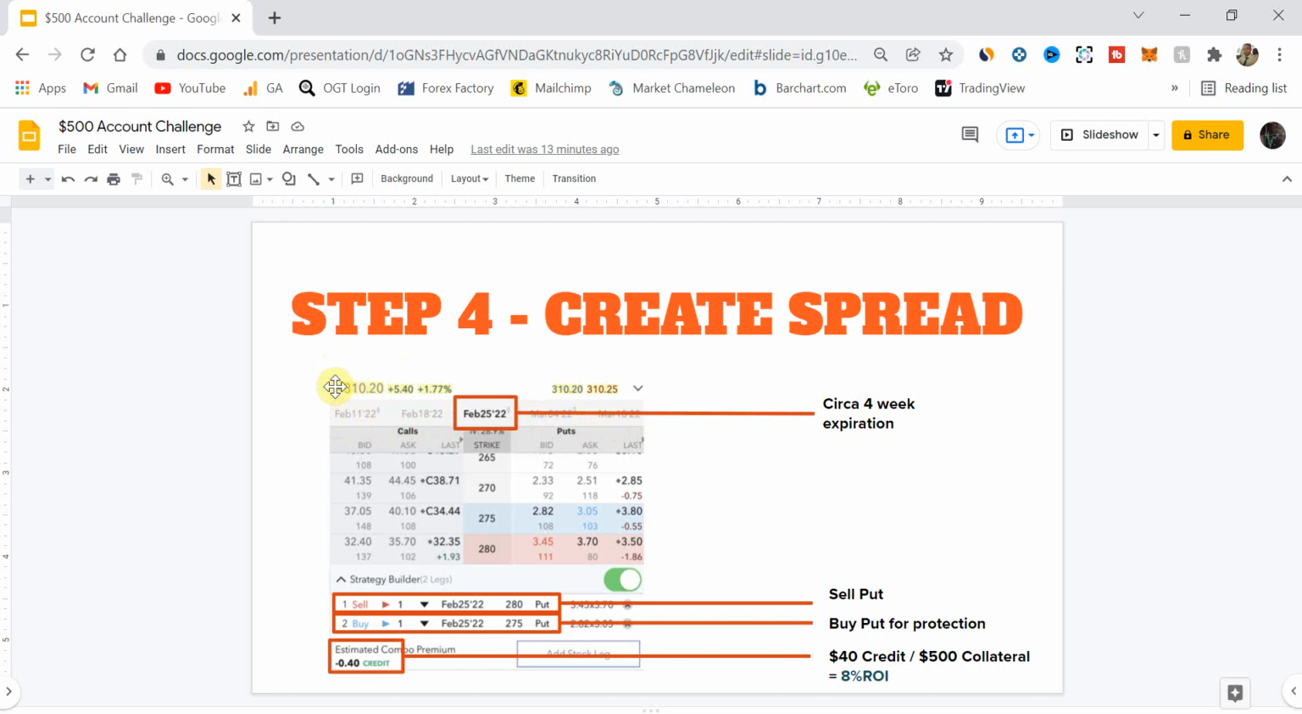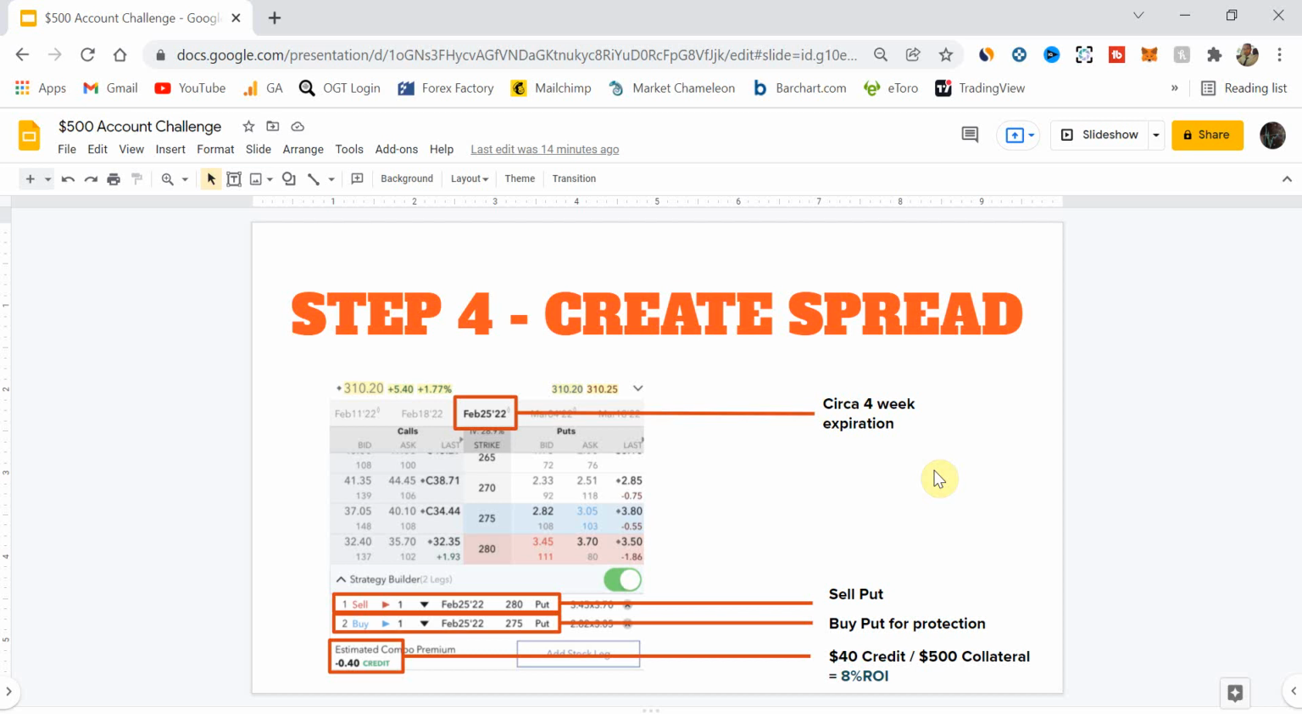So in this put credit spread example, the first thing you need to do is pick an expiration date. You can see here at the top, you've got the $310, which is the current price of Microsoft at the time of this recording. And what you want to do is pick an expiration date around 4 weeks away, right? So when I'm shooting this video, or when the screenshot was taken, around 4 weeks is around February the 25th.